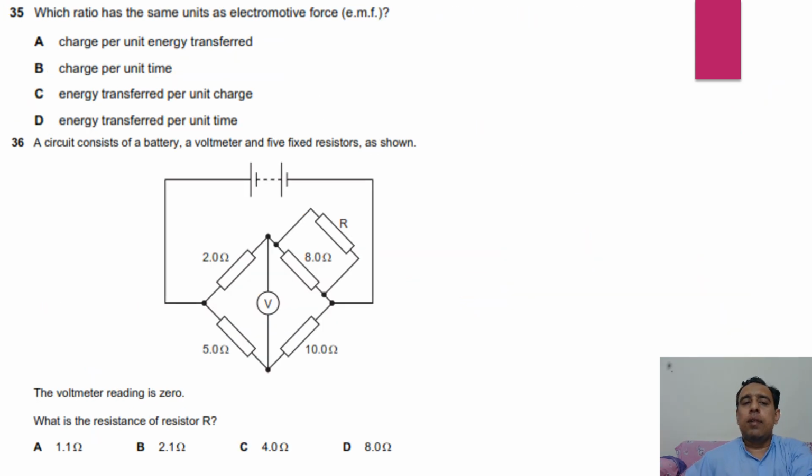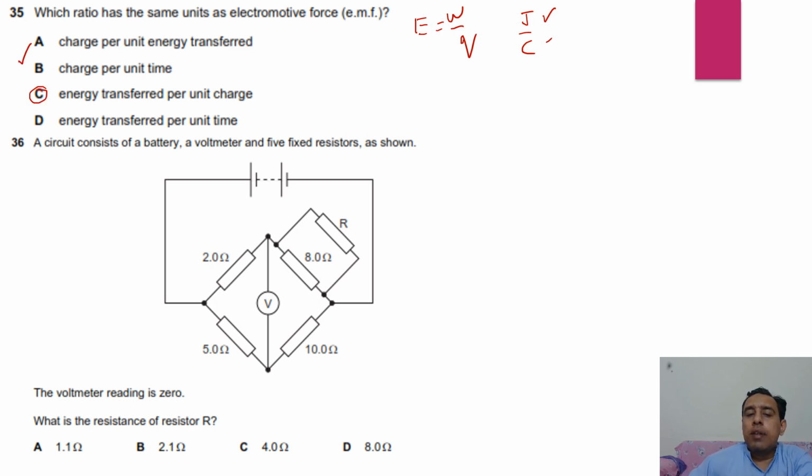Next question, number 35. In this question, you have to write the units of EMF. You know that EMF is W by Q, that is joules per coulomb. So joules per coulomb is actually the energy transferred per unit charge. Option C is correct.